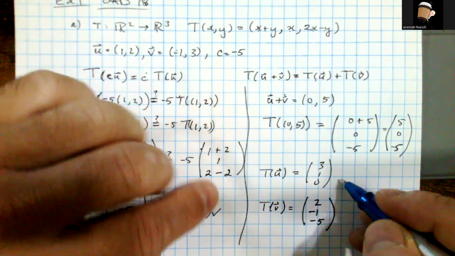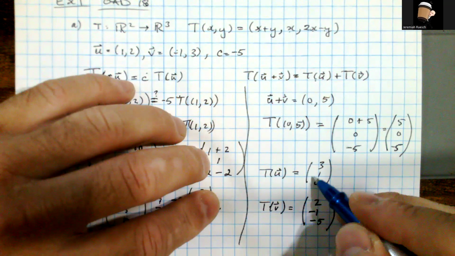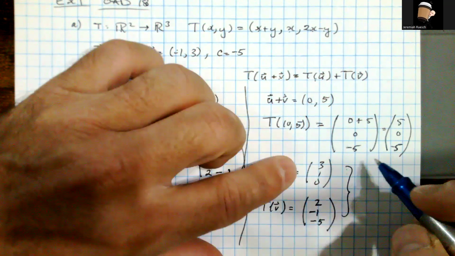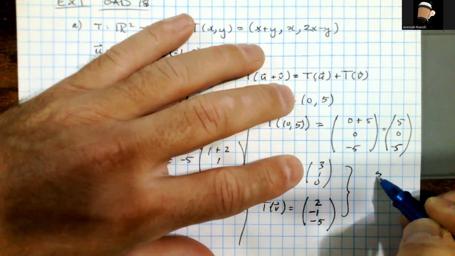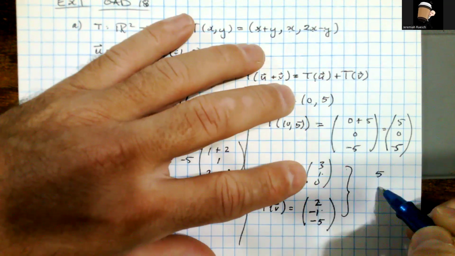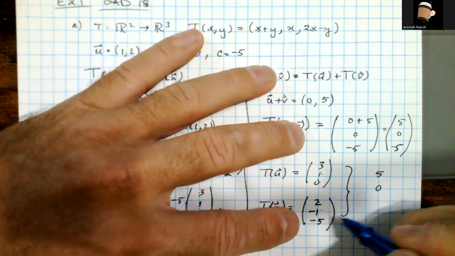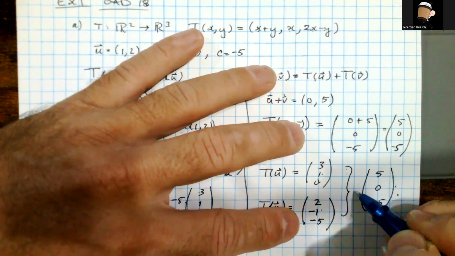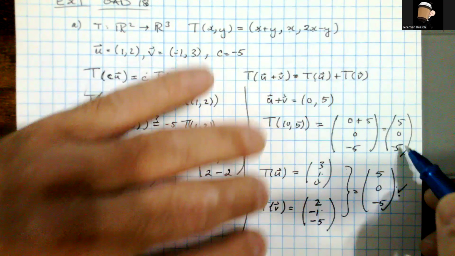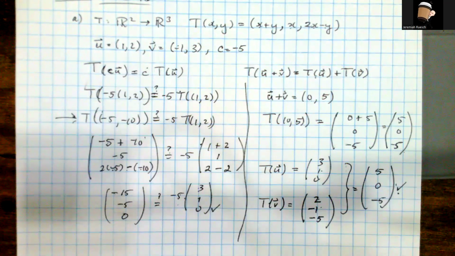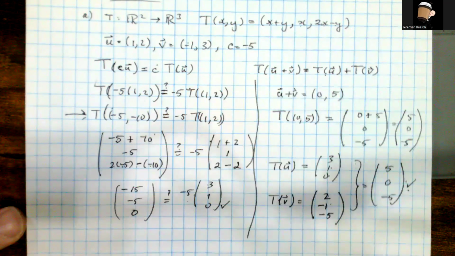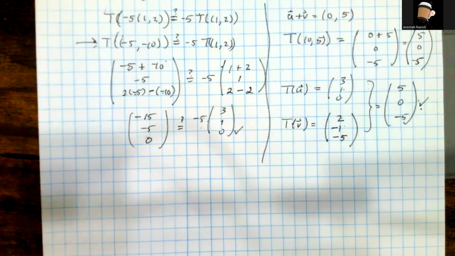All right, and now if we add these together, 3 plus 2 is going to give me 5. 1 plus a -1 is 0, and then 0 plus -5 is -5. Okay, comparing the two, they are the same. So that is a linear transformation, just as we expected. All right, let's move on to the second problem in our example here.